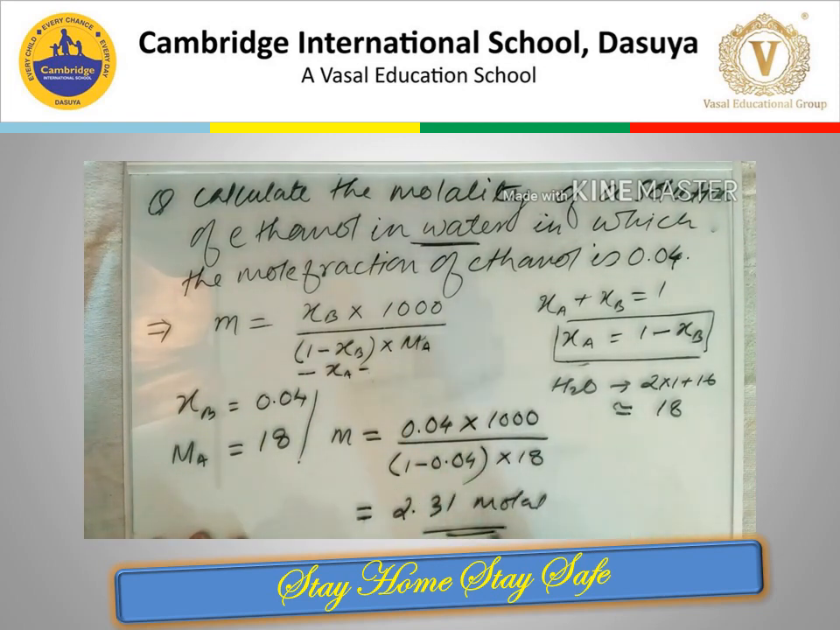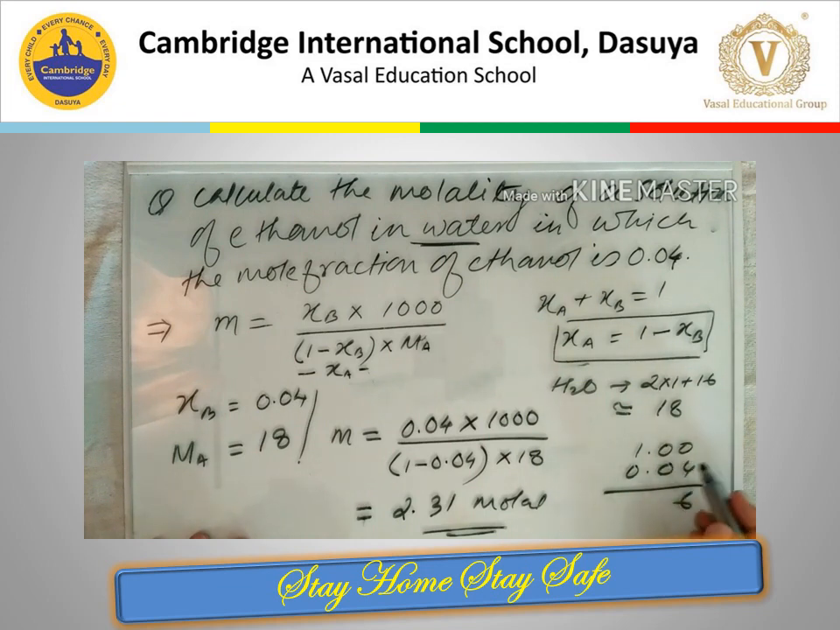You can carry out the mathematical operation here to solve this out. The final result will be this one. Basically, 1 minus 0.04 is 0.96, so it will be 0.96 here. Put this value and solve it out.